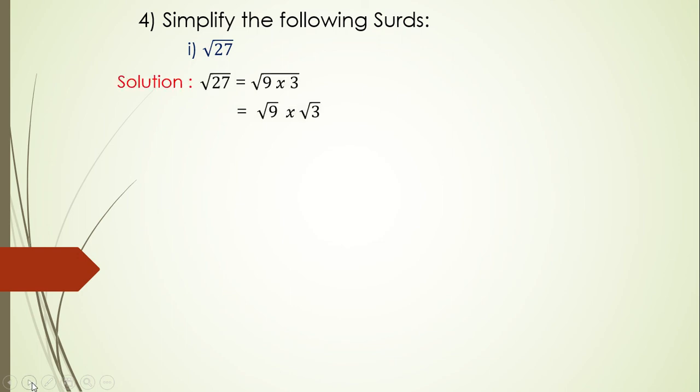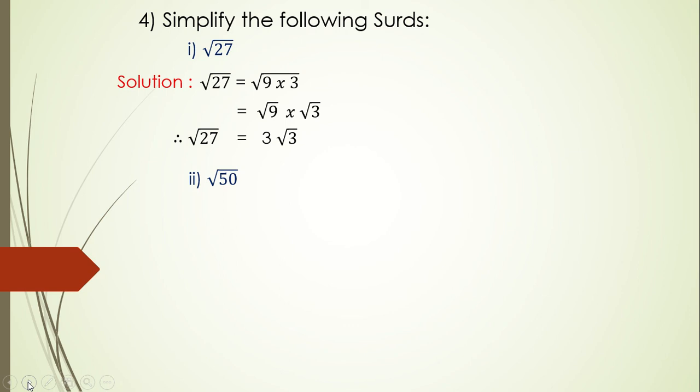Okay, so we can take that out. 3 root 3. So root 27 is 3 root 3. So this is the simplest form of it. Now this root 3, this third part, we will not be able to do anything, right? So this is the simplest form of it.